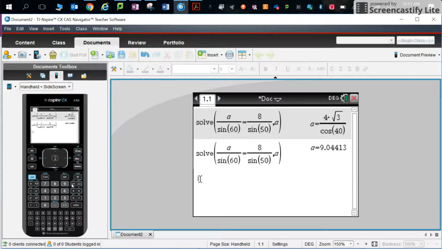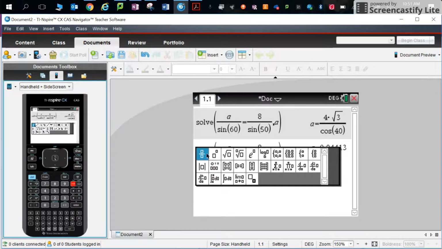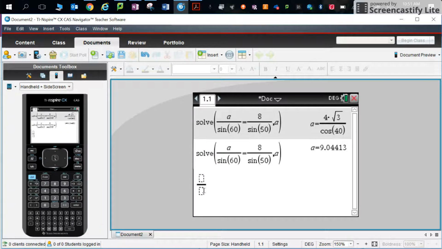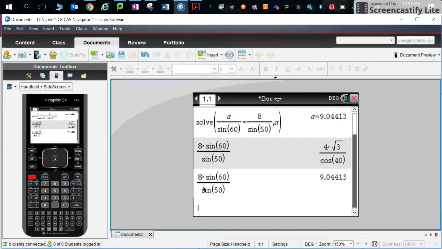Now, the other way of doing it is to put in what we had before. So instead of having the whole thing, we go fraction. So this is the bottom of our working out: 8 times sine 60 over sine 50. And then again it will give us that same number. So either way is fine. So our answer is 9.04 to 2 decimal places.